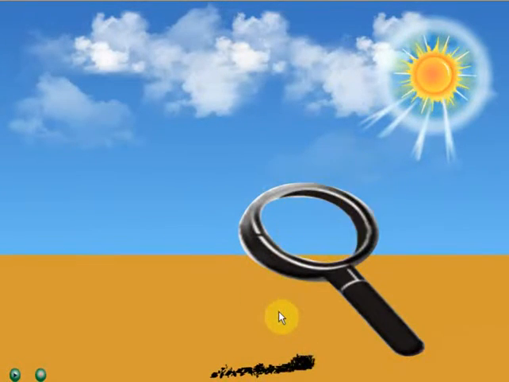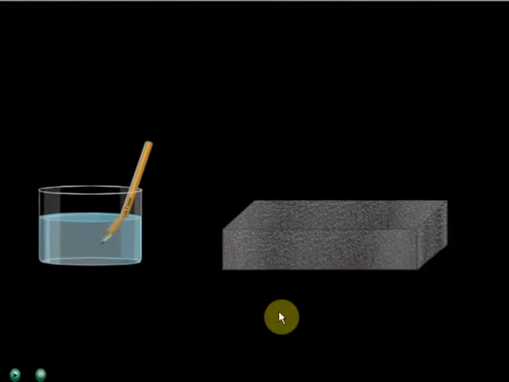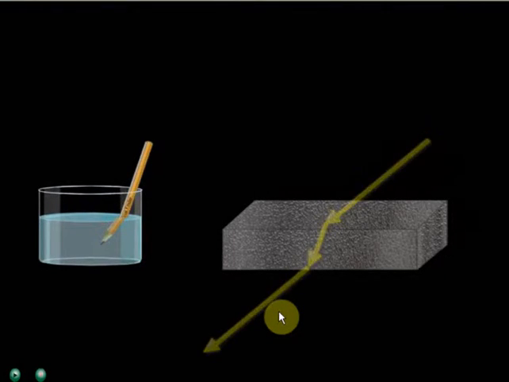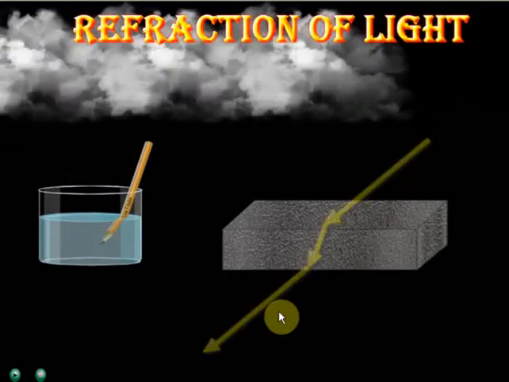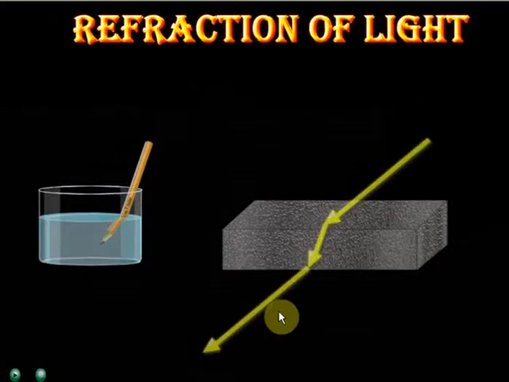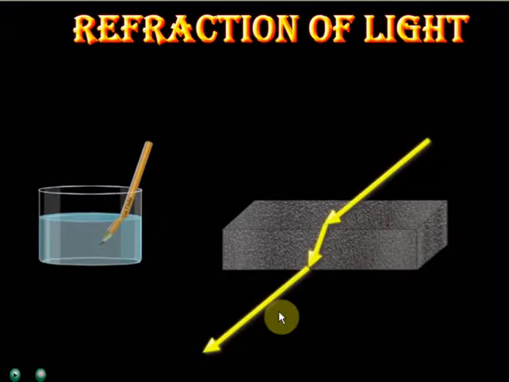Why does this happen? This happens due to a special phenomenon called refraction. Refraction is also the cause for the apparent bending of a pencil when it's placed in water. Why does the pencil appear bent? How does light travel through a glass slab? All this is what we will study in the chapter called Refraction of Light. What is refraction? Let's move on and understand more about it.